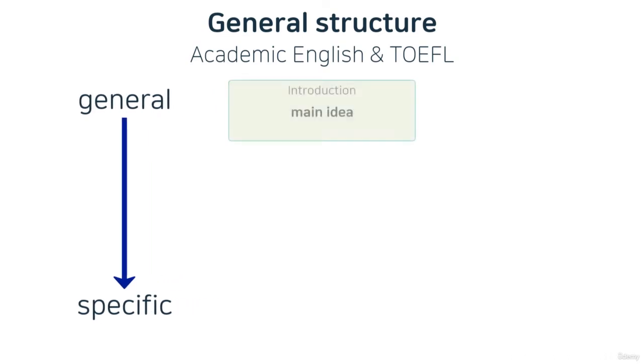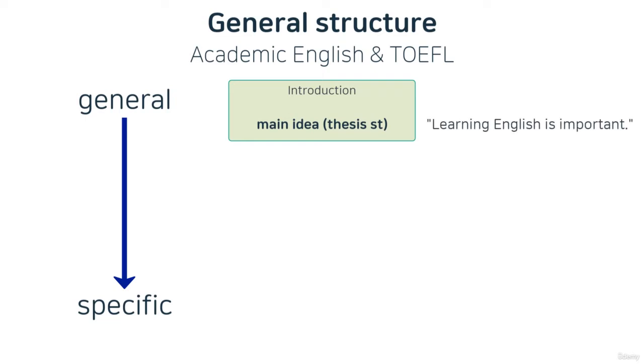This broad information is what we call the main idea of the text, and it's usually written in what's called a thesis statement. The thesis statement is usually in the introduction paragraph, and it's usually the last sentence of this paragraph. So let's say that the main idea, the thesis statement says, learning English is important.